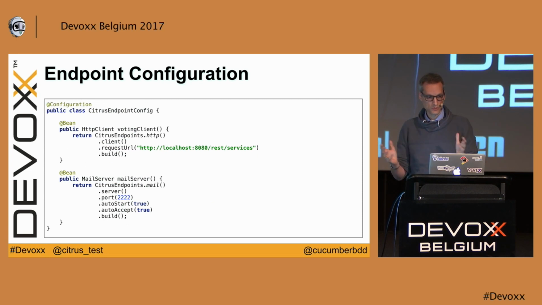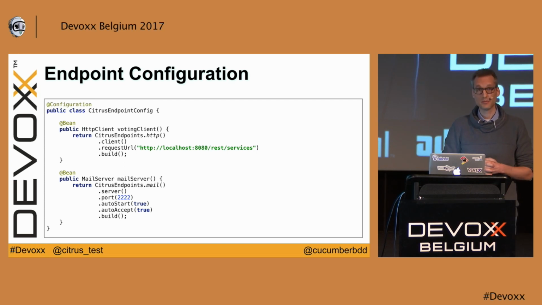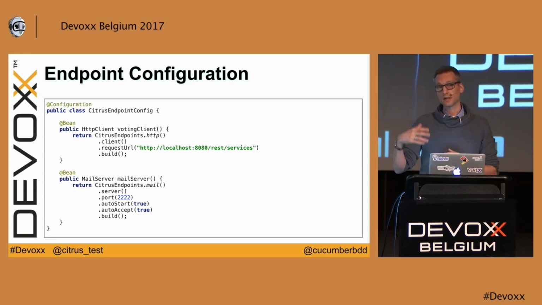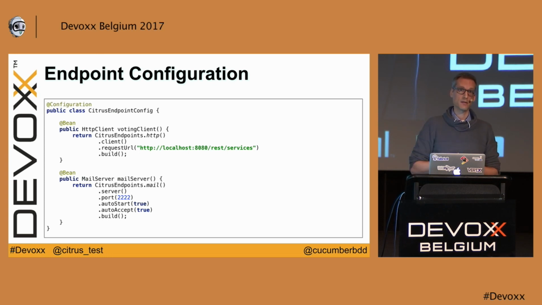So the ready-to-use components that I have mentioned, these are simple configuration. Here it is added as a Spring Bean configuration. So I have the HTTP client. I say, okay, the server, which is the voting application, is running on my localhost on port 8080, and I want to be able to send in some calls in here. So I have the voting client and the mail server.